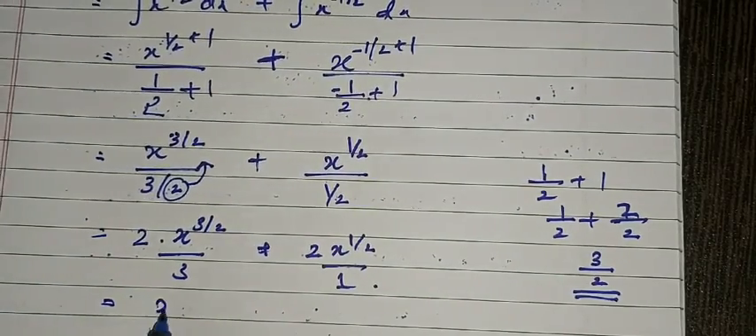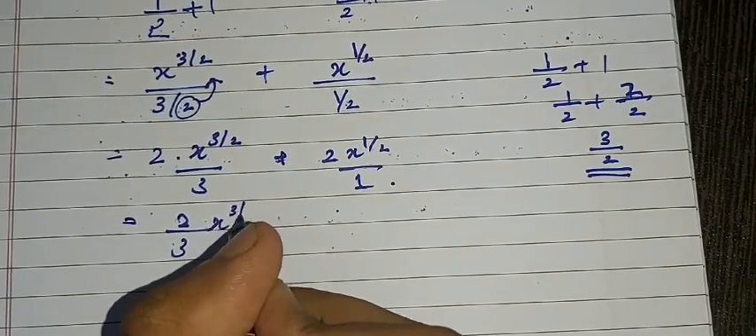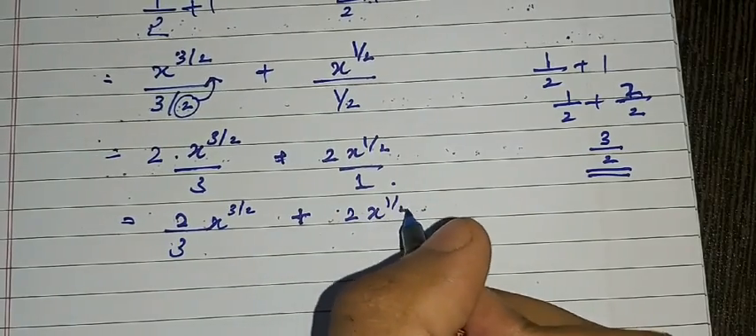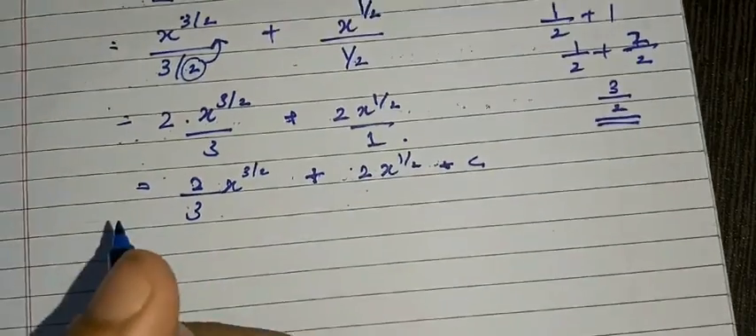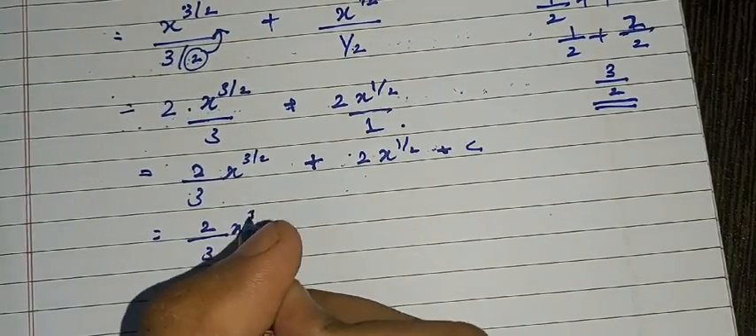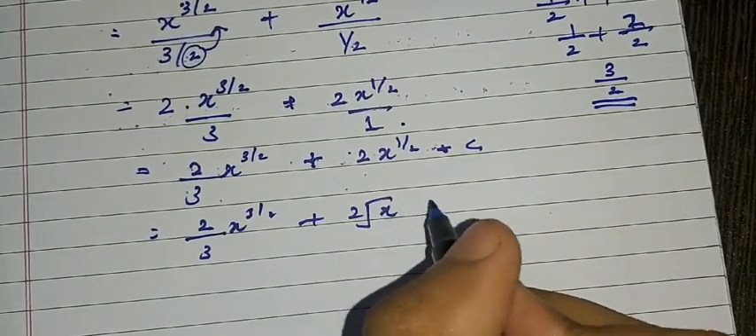So we can make it more proper: 2 by 3 x raised to 3 by 2 plus 2 x raised to 1 by 2 plus c. We can write it again as 2 by 3 x raised to 3 by 2 plus, what is x raised to 1 by 2? 2 root x plus c.